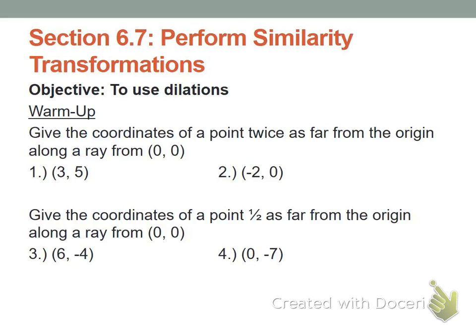For our warm-ups, we've got some critical thinking kind of questions. Give the coordinates of a point twice as far from the origin along a ray from 0, 0. Now, if you really wanted to, you could draw yourself a little coordinate plane and try to plot this out and think about it. But if we have a point twice as far from the origin as this point, that's going to make this point what kind of special point? I'm not looking for numbers. I'm looking for a name.